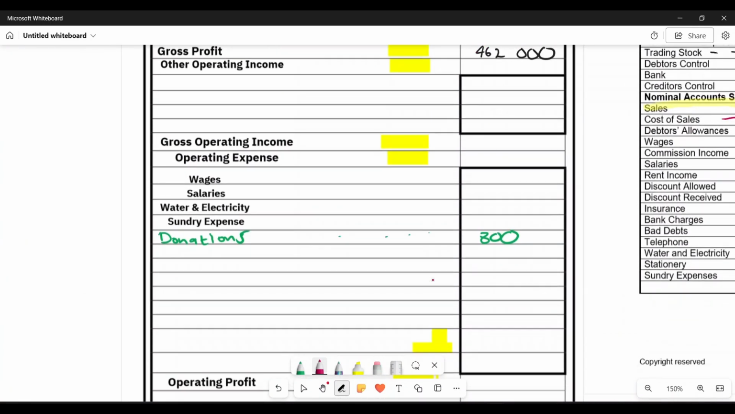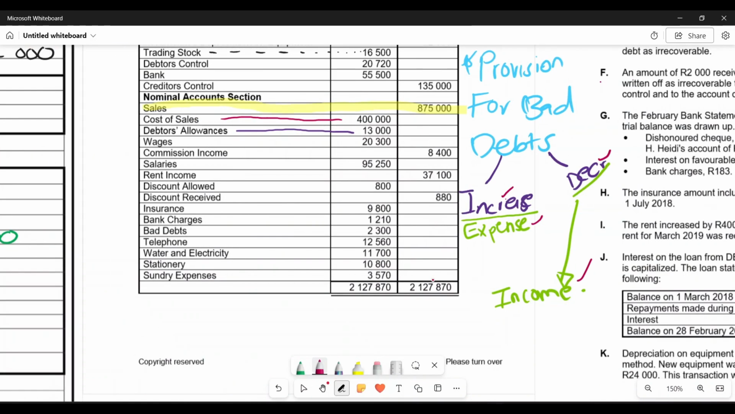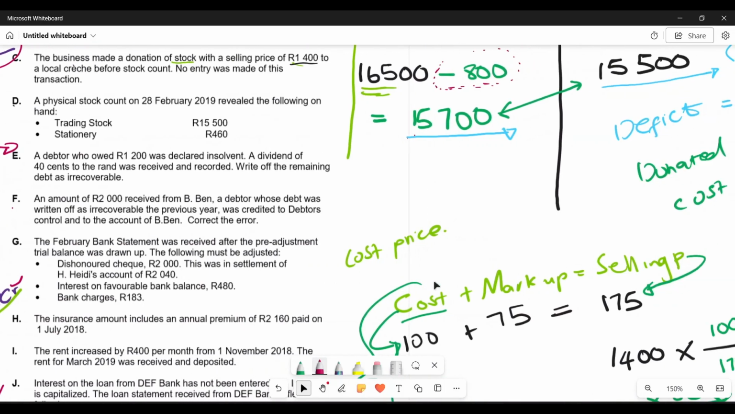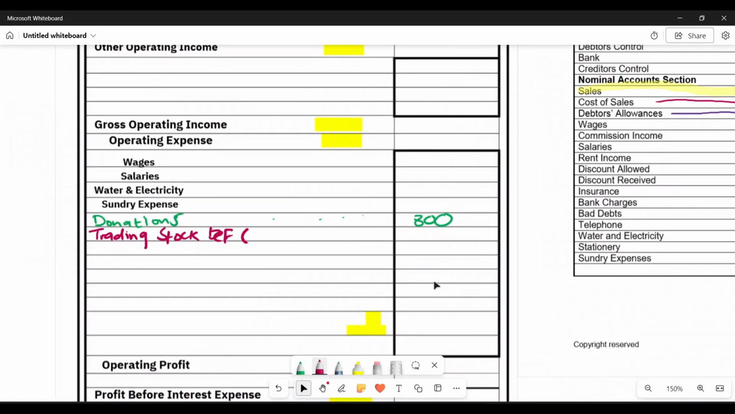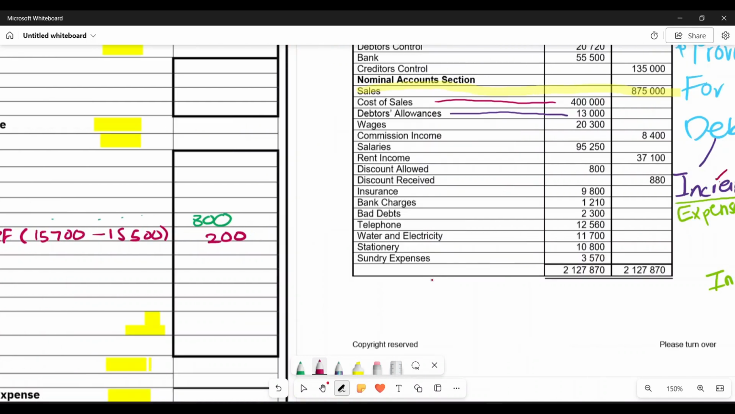So here, let me write down my trading stock deficit before I forget. So I have a trading stock deficit. And remember, these calculations, you should do them on your answer sheet to get your marks. And how did I calculate it? I took 15,700 and I minus 15,500. And my deficit, it was 100.